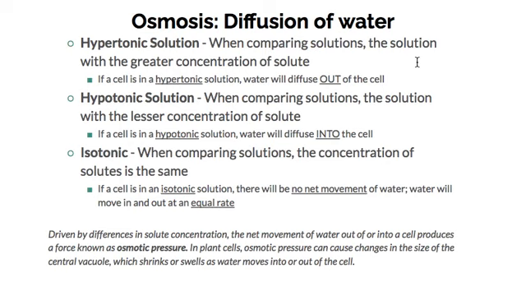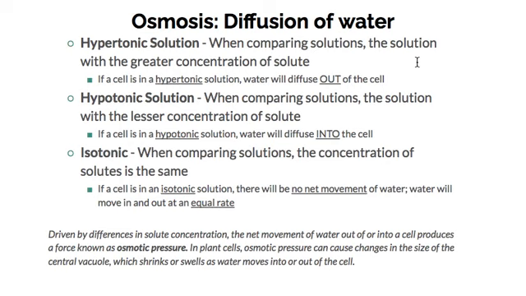So for a hypertonic solution, when comparing solutions, the solution has a greater concentration of solute. A hypotonic solution has a lesser concentration of solute, and in an isotonic solution, the concentration of solutes will be equal.